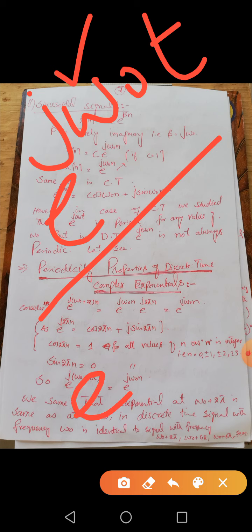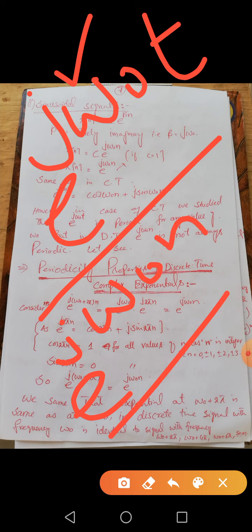However, in case of the discrete time signal e power j omega naught n, this signal is almost similar to the continuous time one. The only difference is the independent variable. Here we have t and here we have n. But there is a big difference: this signal e power j omega naught n is not always periodic. Sometimes it will be periodic, sometimes it will not, depending on the value of omega naught.